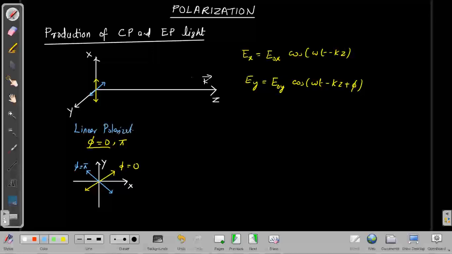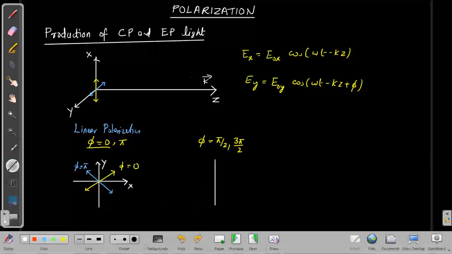So when can you get circular polarization? Circular polarization is possible only if phi equals pi by 2 or 3 pi by 2. When phi equals pi by 2 or 3 pi by 2, there is a possibility of circular polarization. So what would be the direction of oscillation of the electric field or electric vector?